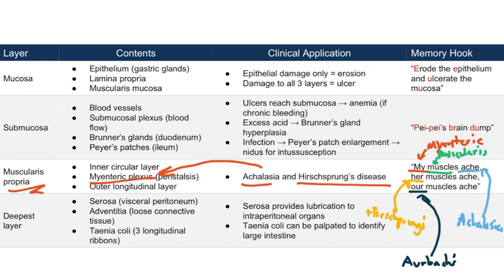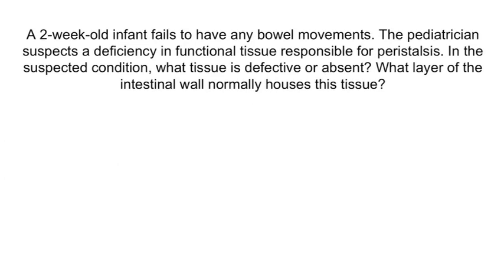So now let's do a question to apply what you've learned so far. A 2-week-old infant fails to have any bowel movements. The pediatrician suspects a deficiency in functional tissue responsible for peristalsis. In the suspected condition, what tissue is defective or absent? What layer of the intestinal wall normally houses this tissue?